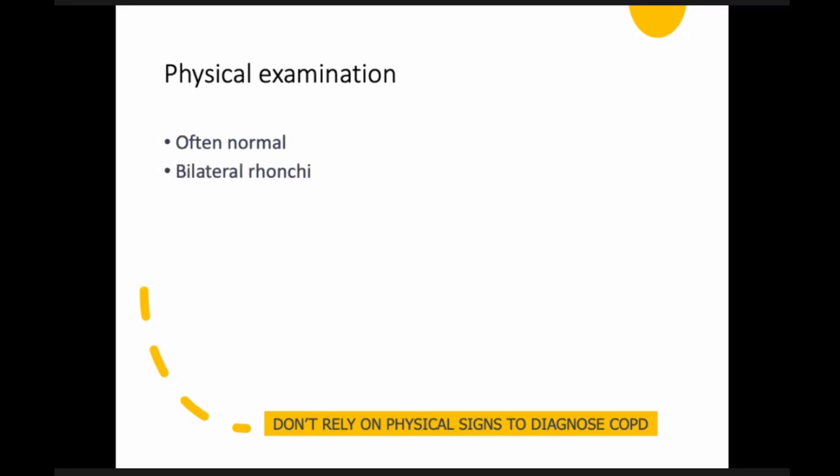The classical physical sign is bilateral rhonchi. What causes rhonchi? There is a narrowing of the airway, and when air travels through it, this causes some kind of turbulence, and this produces rhonchi. Rhonchi and wheezes are the same thing. It's a musical sound that is produced, particularly during expiration.